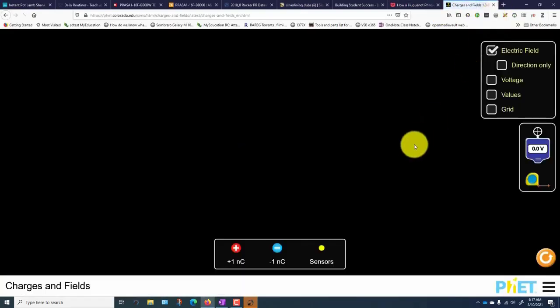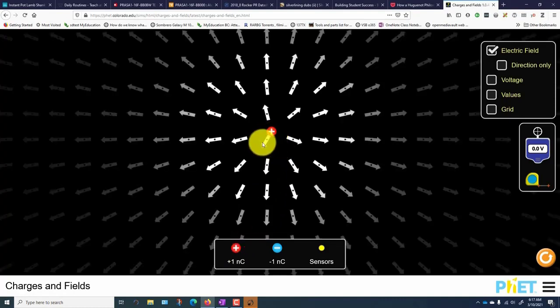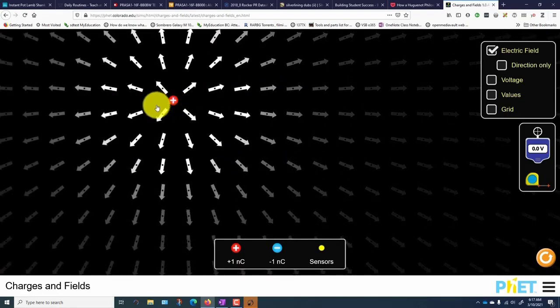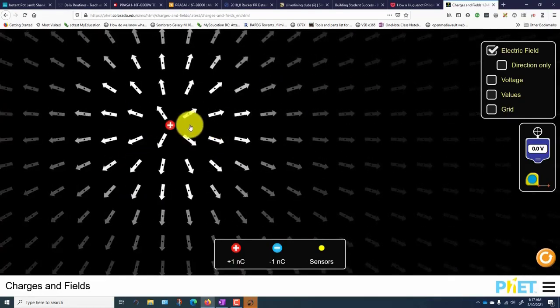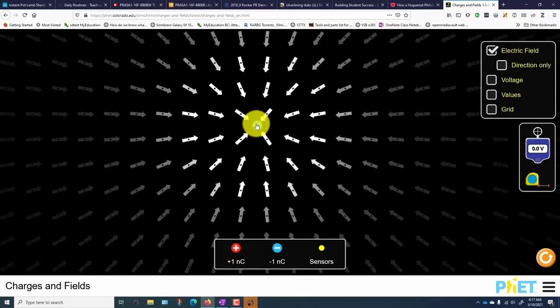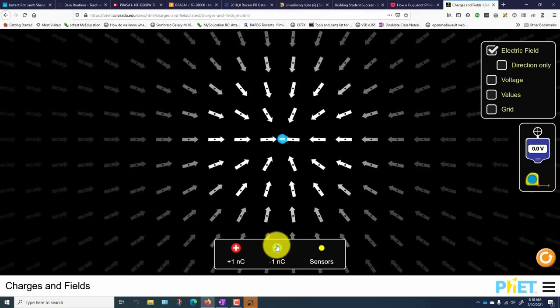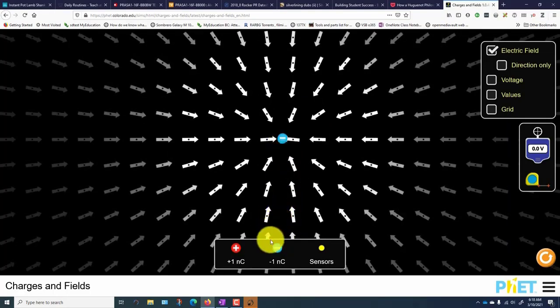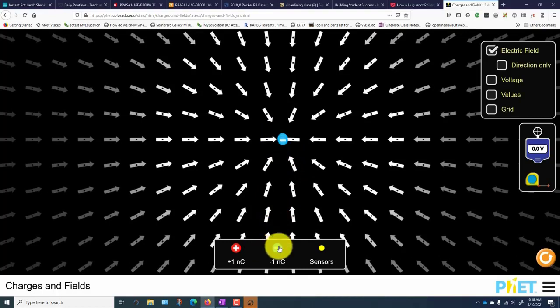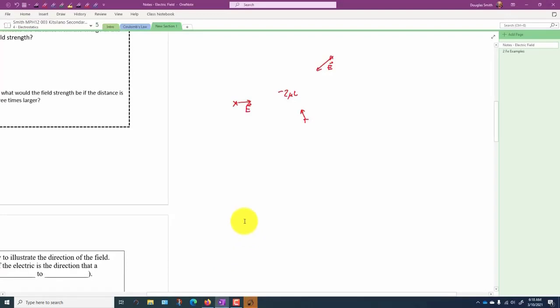Actually, I have a simulation for this. This simulation shows electric field direction. If I put a positive charge there, you can see no matter where I move the charge, the direction of the electric field is always pointing away. Negative, it's always pointing towards it. And if I put more negatives there, the electric field gets bigger. Okay, so back to this.